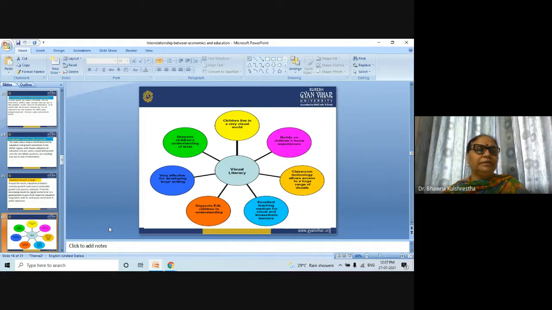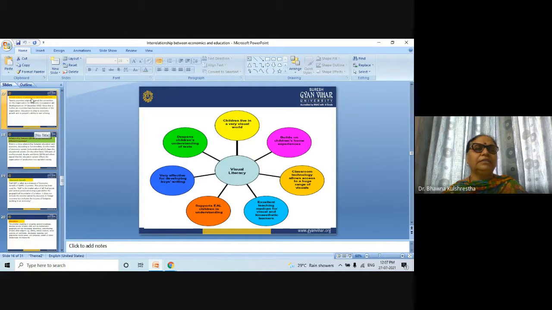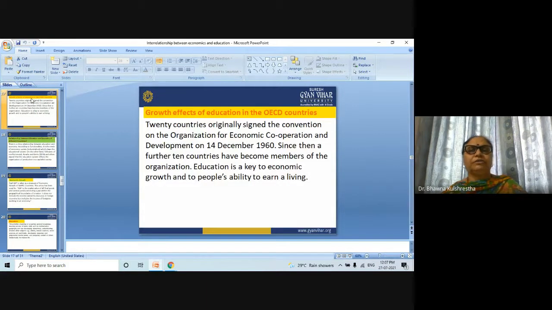And in this system, we see the next is the growth effect of e-education in the OECD.